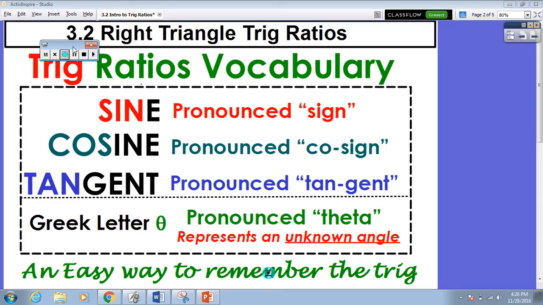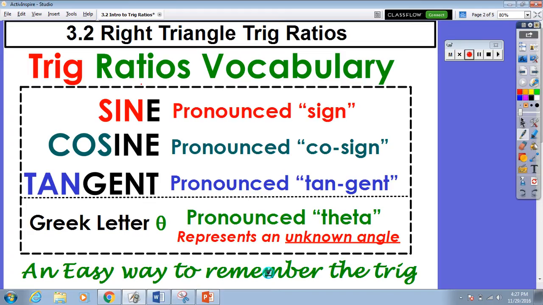Okay, good morning. We now get to focus on learning trigonometry. I previewed this a little bit for you with Pythagorean's theorem. Trig functions basically are where we're using the sides of a right triangle to either find the angle or the sides. There are three trig functions that you will be using throughout the rest of this unit.